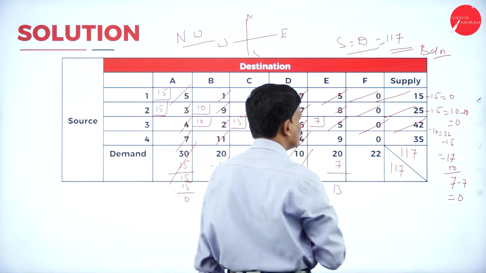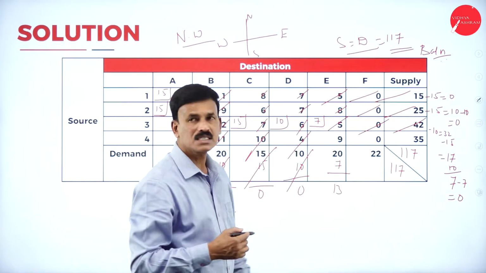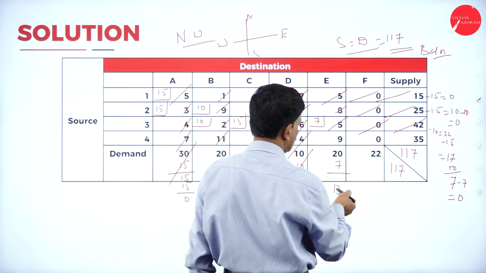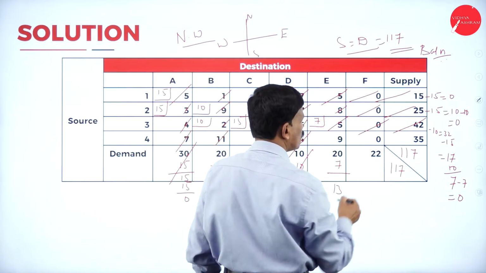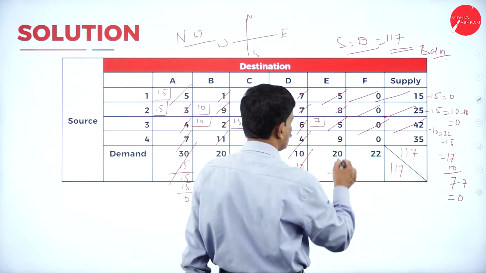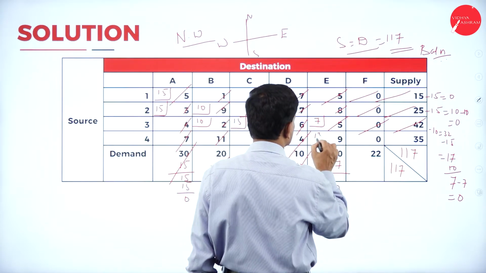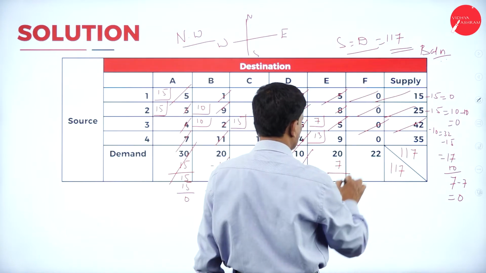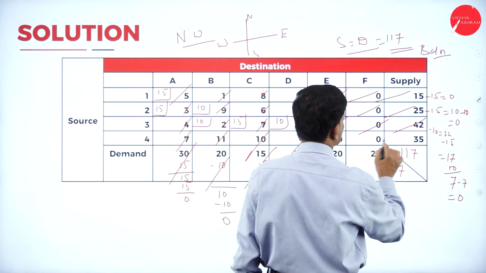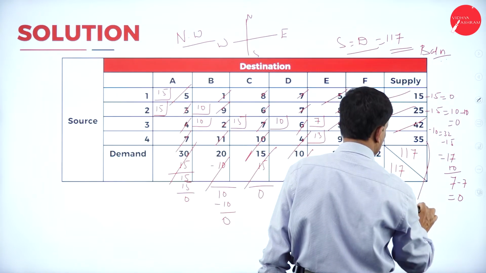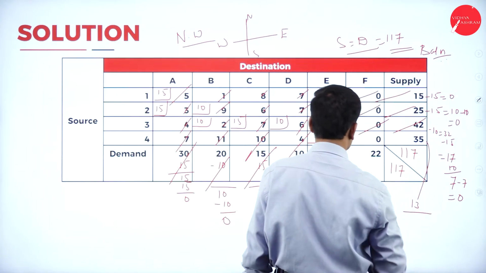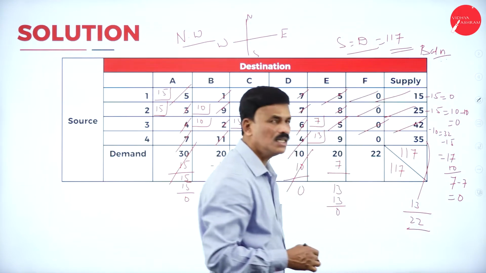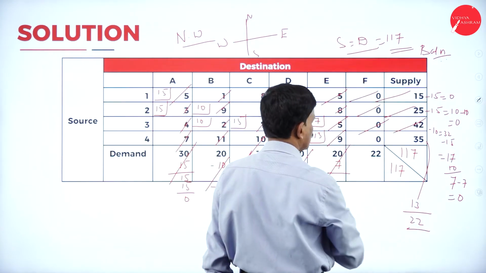And the last element is 9. So for this 9, the demand is 13 and the supply is equal to 35. If I allocate 13 here, then 13 minus 13 becomes 0, okay, and 35 minus 13 is equal to 22. Once this becomes 0, we can cancel.